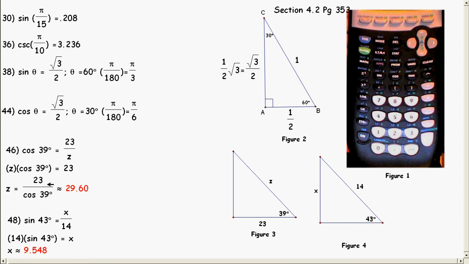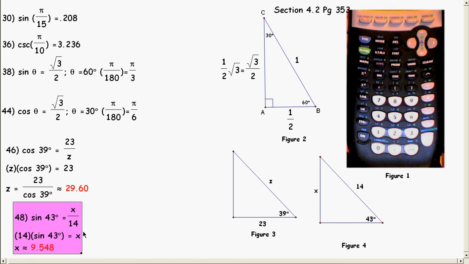The same setup is for 48, and if you look at figure number 4, here you see that we have a triangle with the angle being 43 degrees. Its opposite side is x, the unknown side, and the hypotenuse is 14. So we're going to use the sine relationship. So sine 43 degrees is equal to x over 14. And if we multiply both sides of the equation by 14, now we have 14 times the sine of 43 is equal to x.